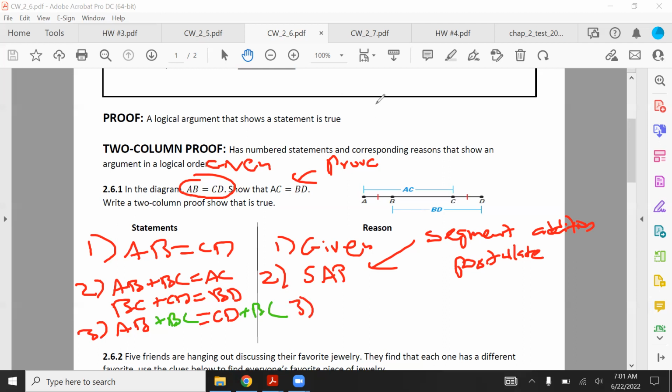And that's the addition property of equality. Because I added something to both sides of the first step. I added BC to both sides of those. And of course, step 2 is using a diagram.